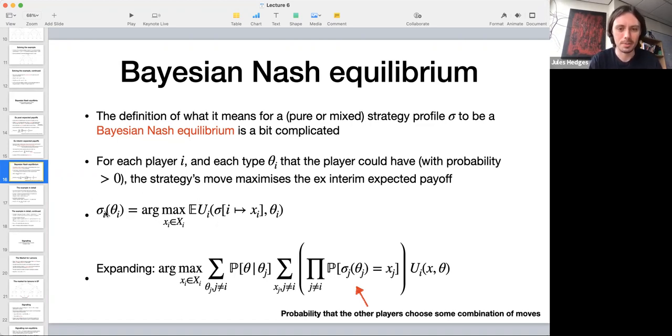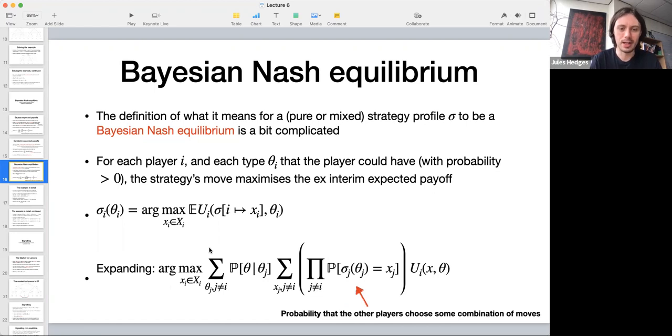That is to say, the move that the player's strategy plays, if they have this type, must be maximal among all of the deviations to other moves they could do of the interim expected utility. So if we expand this out, it turns into this very scary looking formula. So here we take the probability that all of the other players choose any other combination of moves, whereas the player in question is sticking to their particular deviation, and then we maximize over those deviations.